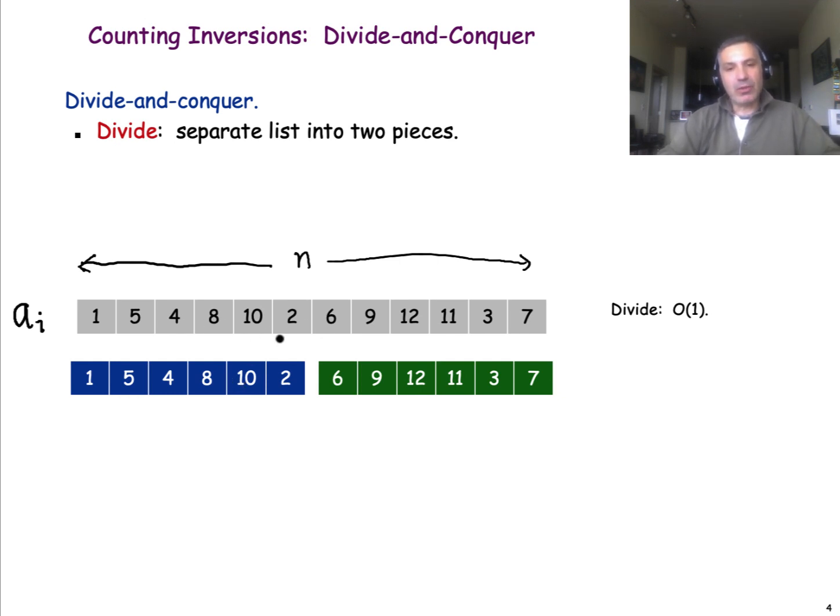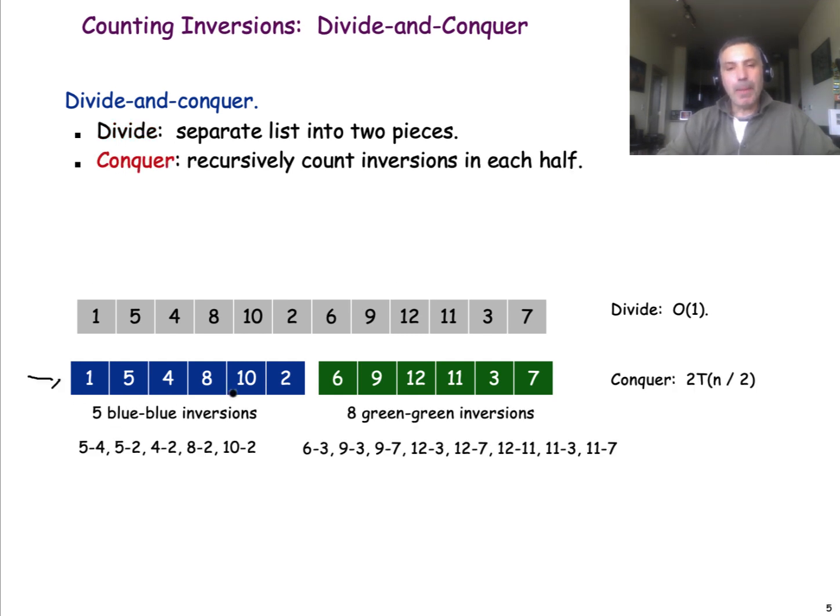So the spirit of divide and conquer, of course, is that you take the input and somehow you partition it into sub-problems and you solve each of those sub-problems separately. So the obvious guess would be to split the input into two parts. As you see here, we have split it into the blue part and the green part, in this case exactly equal. Of course, I can do this division in constant time, and try to count the inversions separately on the blue part and on the green part.